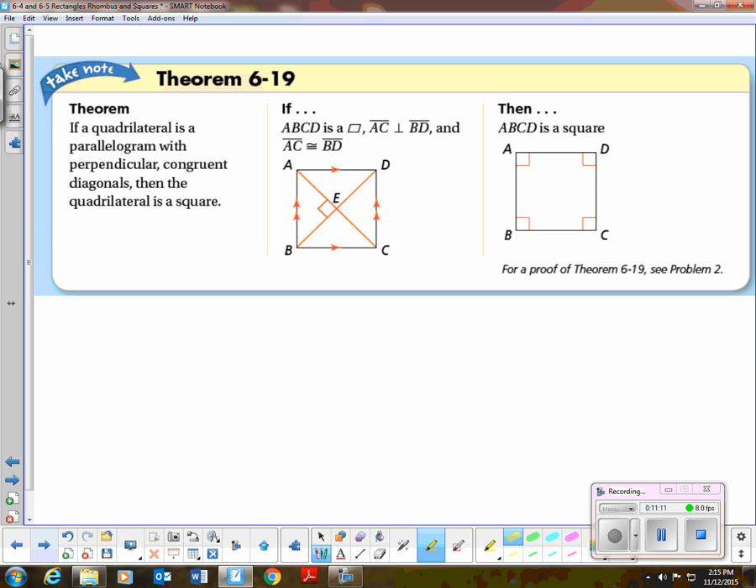If a quadrilateral is a parallelogram with perpendicular congruent diagonals, then the quadrilateral is a square. So if my diagonals are perpendicular and congruent, I know I'm going to have a square. So here's my last one. All right, and that's how you prove something's a square. Now remember, you can always use its definition. Definition says if it has four congruent sides and four right angles, it's going to be a square. So there's two ways to prove something's a square. There's more than one way to prove a rectangle. You can prove it by diagonals, or you can prove it by its definition. You can always use its definition as a reason to prove it is what it is.